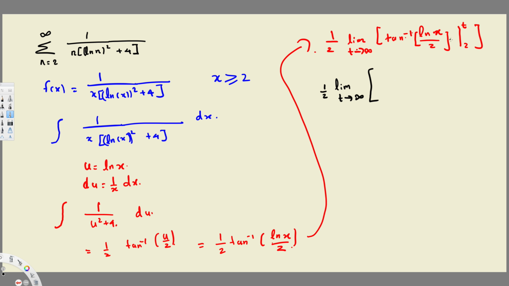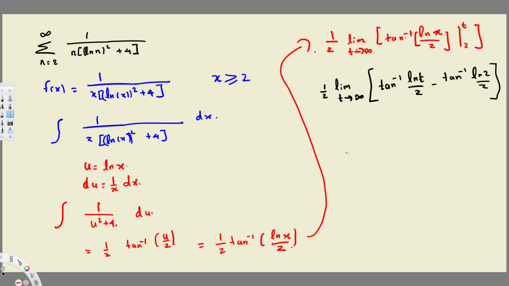So if we expand this, that's going to give us half limit t approaches infinity, and first we plug in t, so this is going to be tan inverse of ln t over 2 minus tan inverse of ln 2 over 2, right? So this is what we are going to have. Now we have to know what happens when we do the limit. We plug infinity in for the t value, so it's going to be tan inverse infinity. What is our value going to be?